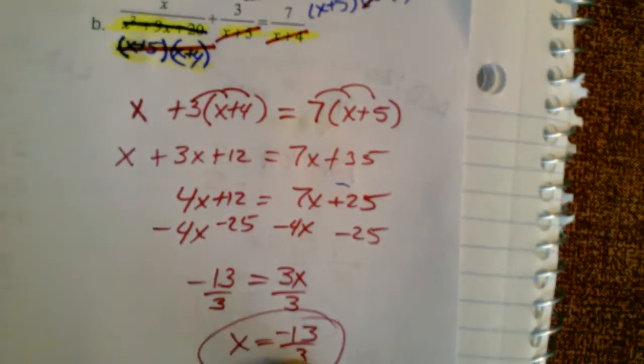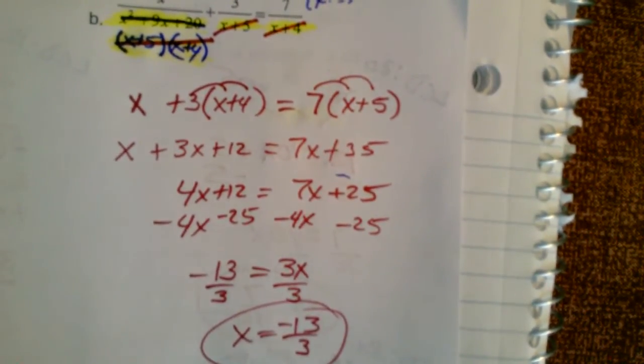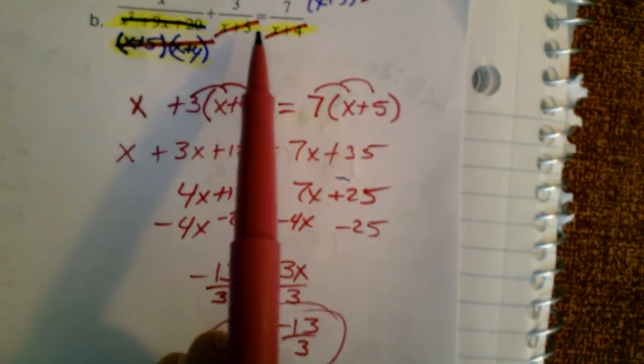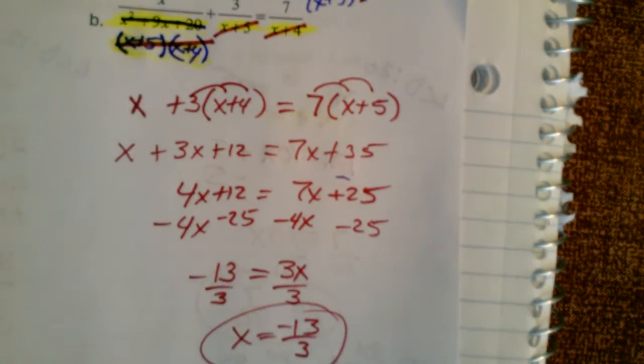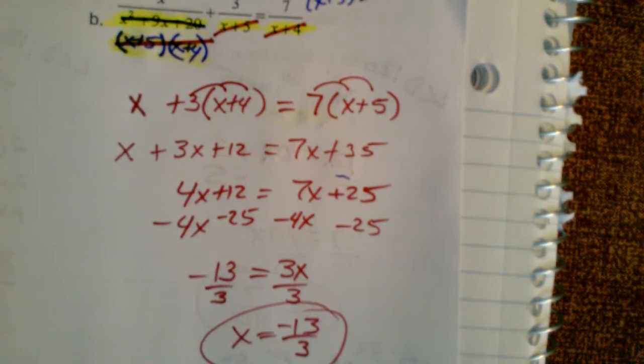Again, if I plug that in on the bottom, it should be okay. If I, for some reason, got negative 5 or negative 4, if I plug that in here, that would make that undefined. So you have to double check that every once in a while. But again, I wouldn't worry too much about that.